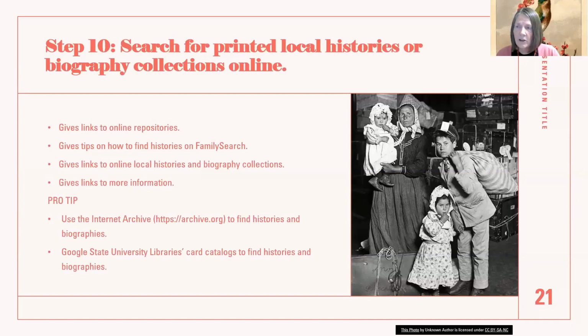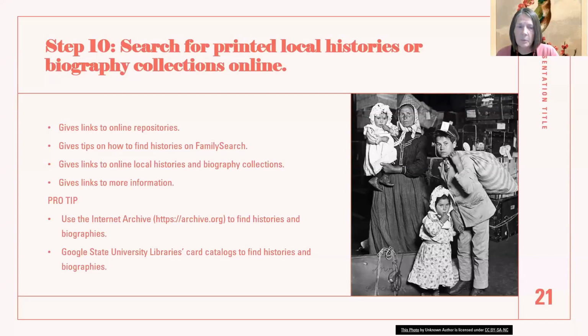Step 10 is then you can go to local histories and biography collections. Once you know where they were and where their land records were and whether or not they were established in the place, then you might find them in local histories. So it gives links to repositories for local histories, how to find the histories on FamilySearch, links to collections of local histories that are online, and gives links to more information.